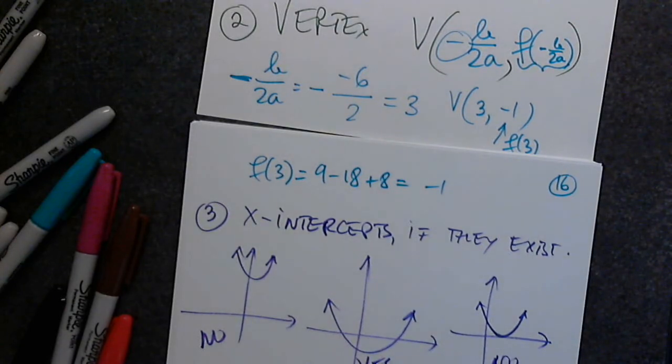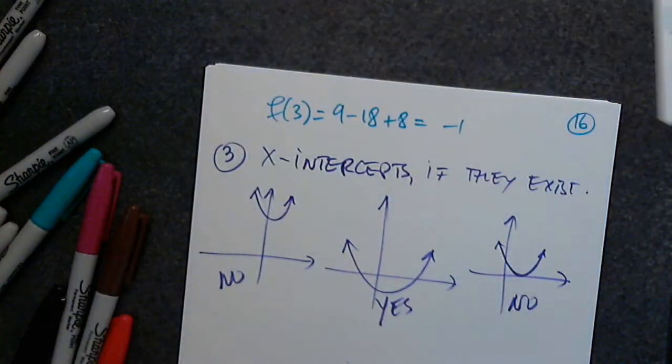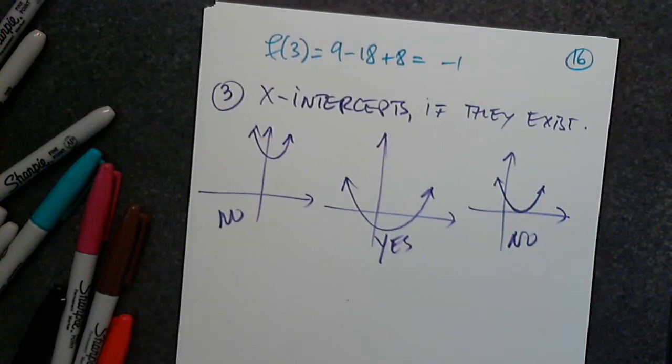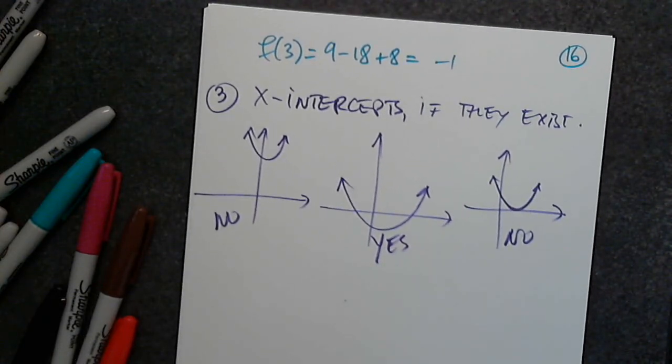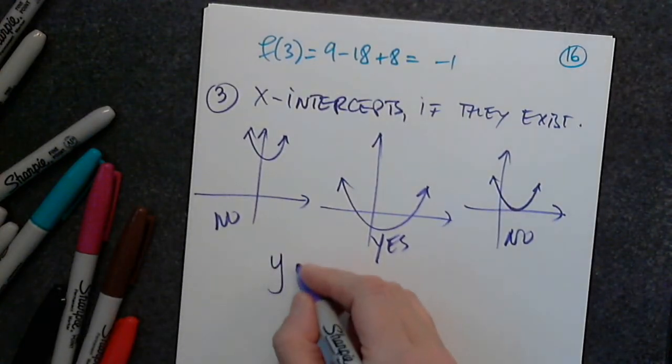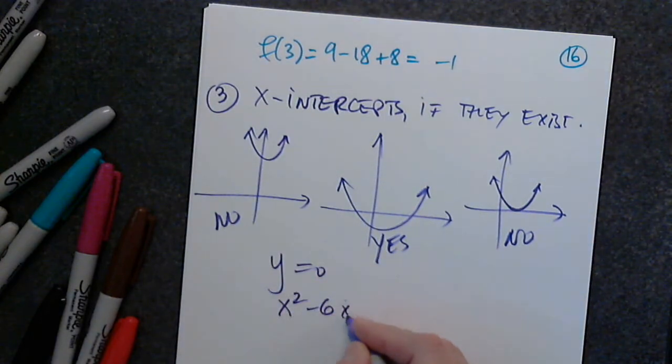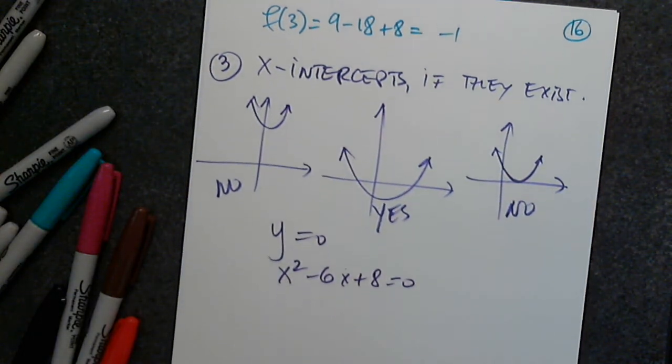So now I'm asking you, should I spend my time on finding the x-intercepts? Do they exist? They exist. So I have to find them. How do I find the x-intercepts for any function, including this one? Excellent. So x squared minus 6x plus 8 equals 0.